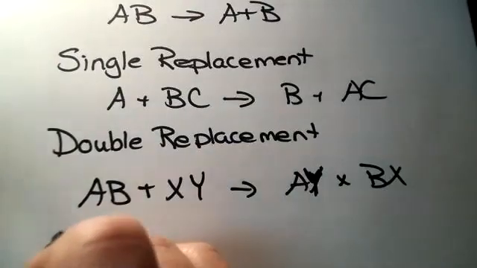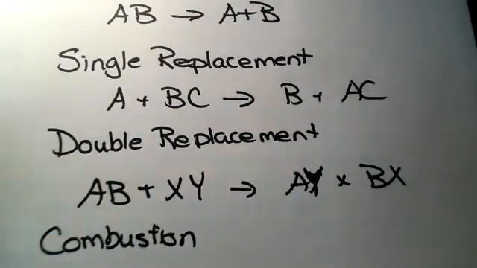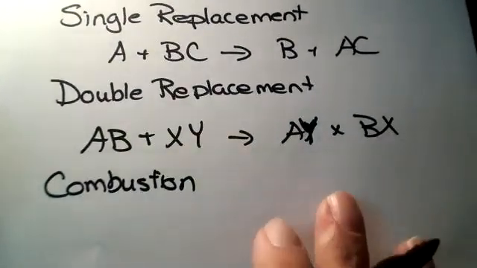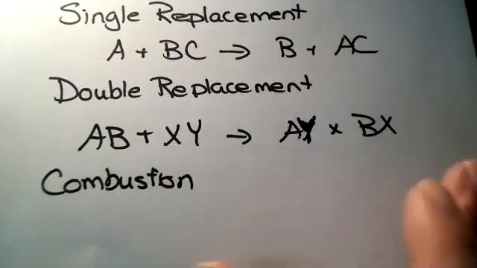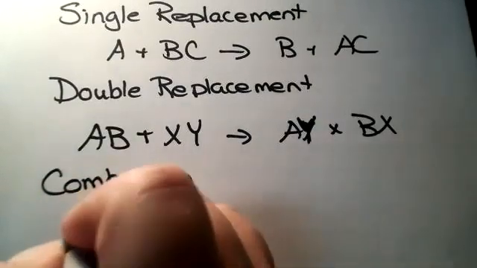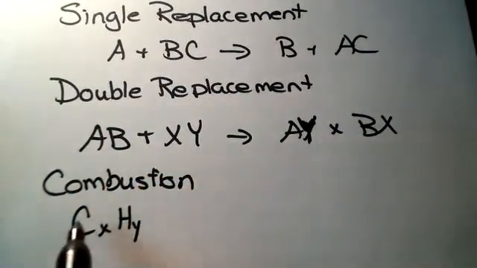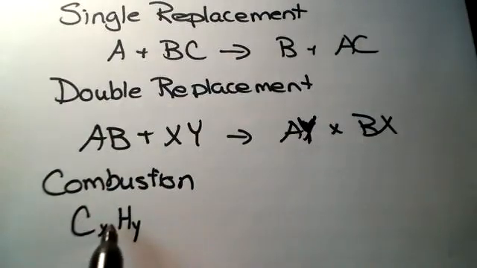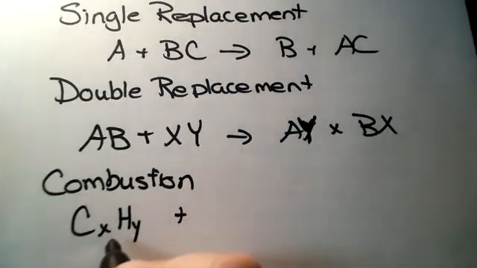And then the last one is combustion. And I've had several of you that have missed classifying some combustion reactions. So I want to spend just a second there. Combustion reactions have a very basic skeleton. It's always going to be some type of hydrocarbon. Typically for this class, it's going to be a carbon with some number and a hydrogen with some number behind it. All combustion reactions will have a hydrocarbon.